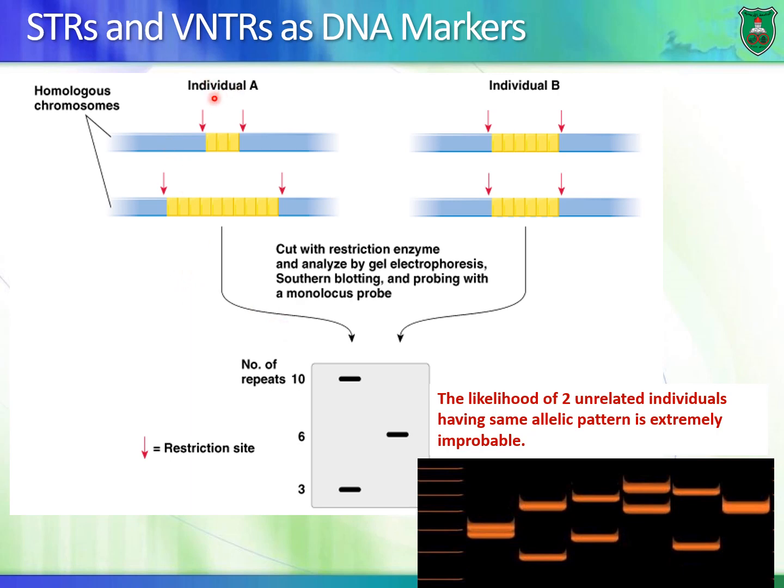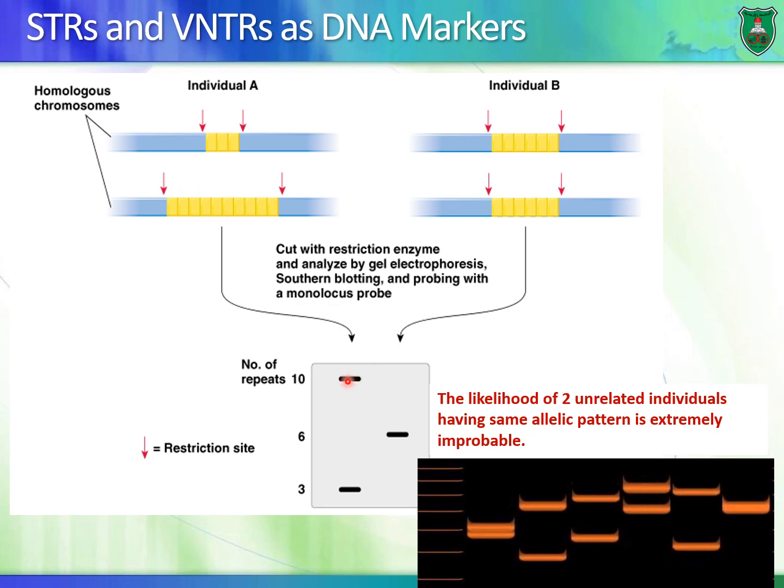So you have individual A, you look at STRs or a certain VNTR. On one chromosome, you have 3 repeats. On the other chromosome, you have 1, 2, 3, 4, 5, 6, 7, 8, 9, 10 repeats. Now, on the other hand, you have individual B on homologous chromosomes. The same exact sequence exists at the same location, on the same chromosome exactly, except that the number of repeats is different. So on both chromosomes, you have 6 repeats rather than 3 or 10.